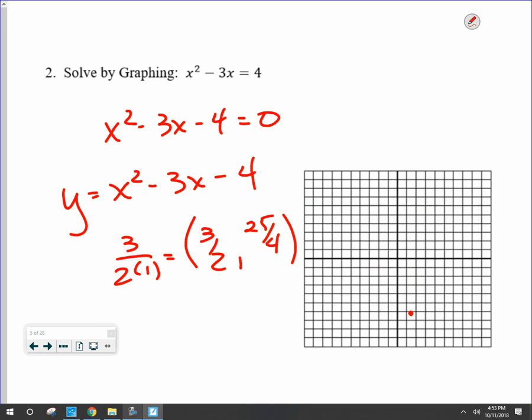Now, graphing that's going to be a little bit more complicated. There's not going to be a vertex quite that rough on the test, but it actually crosses at negative 1 and positive 4. So here is the parabola.